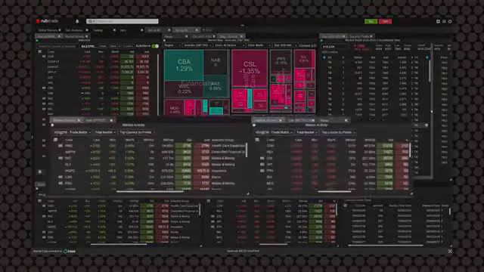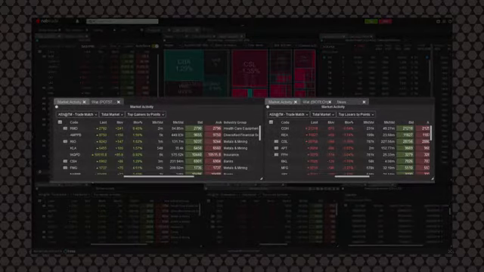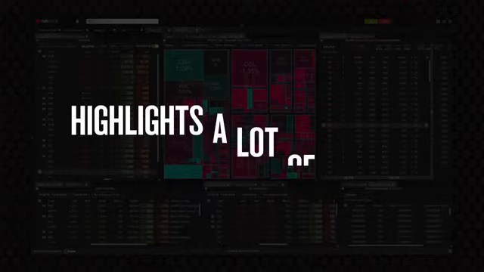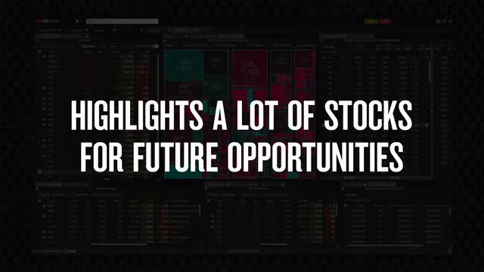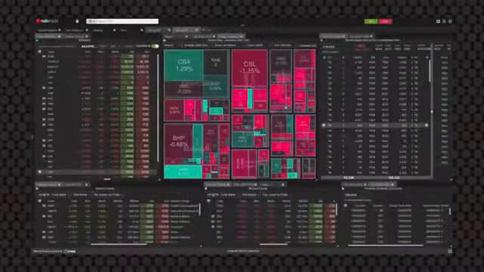As you can see, I placed 2 widgets side by side to look at the biggest gainers and losers for the day. This highlights a lot of stocks for future opportunities that you previously may not have been aware of.